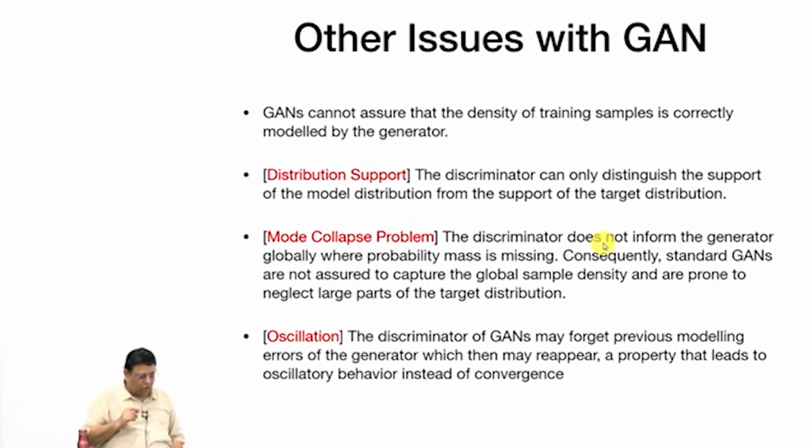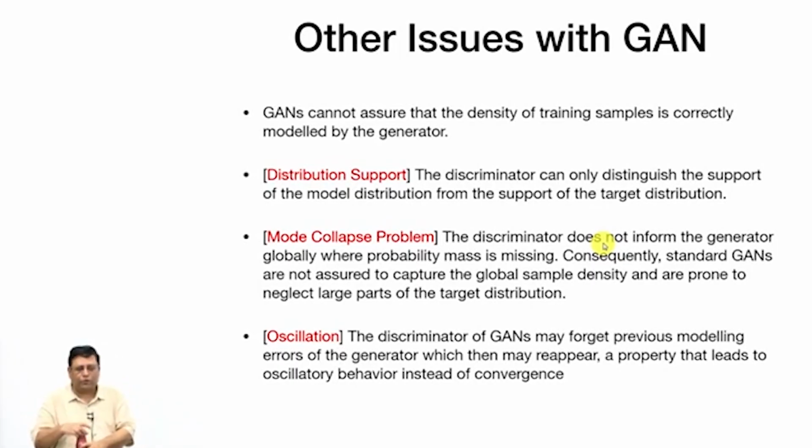Another problem is called the oscillation problem. Sometimes what happens is, this is called an alternating optimization problem, this min-max problem. You first clamp one variable and do optimization in the other variable, then clamp the other variable and do optimization in the previous variable. Sometimes, if your function is of a peculiar nature, you get into loops, you won't improve, you keep on oscillating. That's another problem with some of these algorithms.